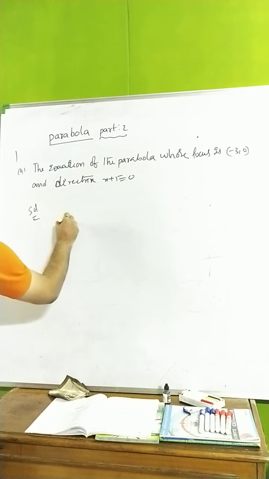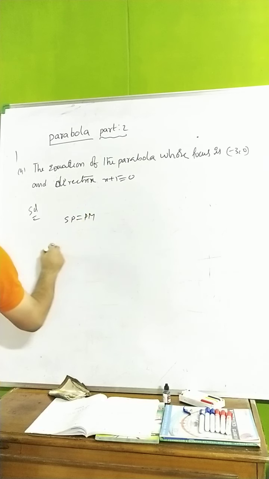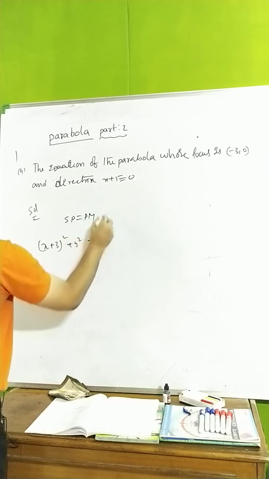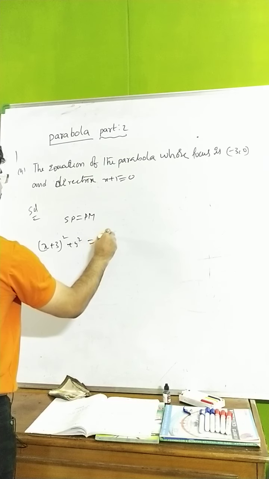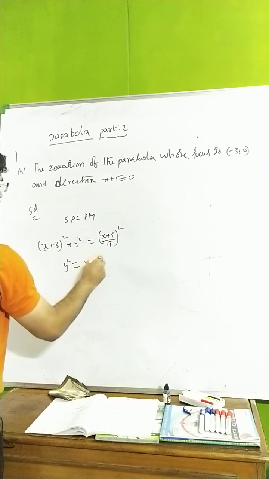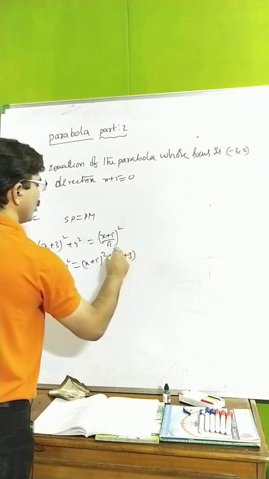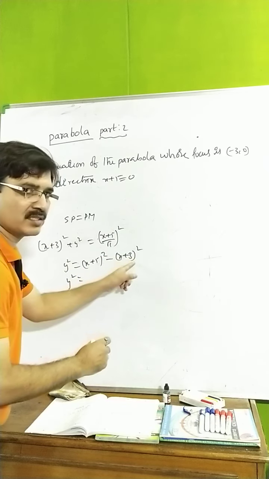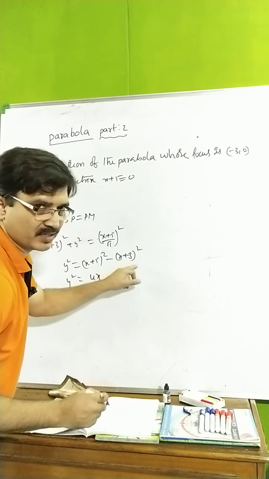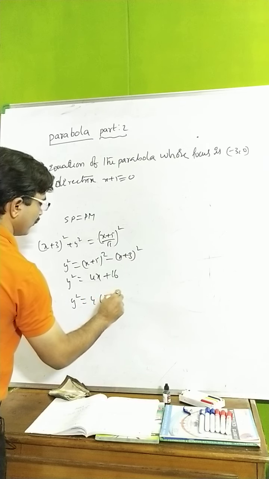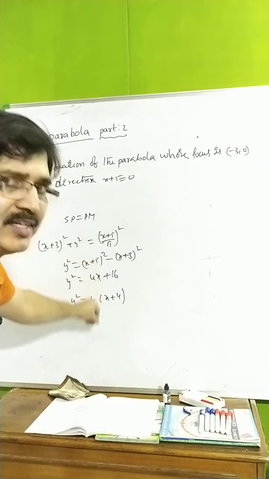But in the general method it is very easy for me. SP is equal to PM. So (x plus 3) whole square plus y square is equal to PM square, which is nothing but (x plus 5) by root 1 whole square, you can write. So y square is equal to (x plus 5) whole square minus (x plus 3) whole square. Here x square is gone. 10 minus 6 means 4x, and 25 minus 9 means plus 16. So y square equals 4 into (x plus 4), you are getting like this. See, easily we did it.